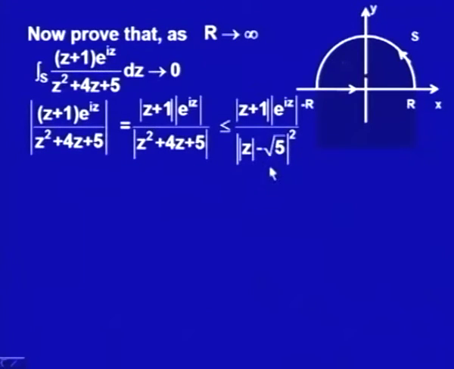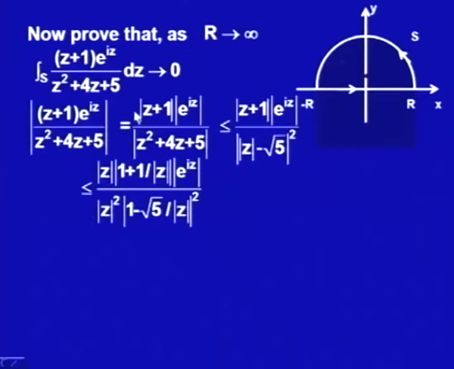This again we would be getting from the inequality, which we will explain. Now, let us come over here. Taking mod z common from here, I would get 1 plus 1 upon mod z, and we are writing mod z plus 1 is less than or equal to mod z plus mod 1. And from here, taking mod z common, I would get mod z square and 1 minus square root 5 upon mod z, whole square.